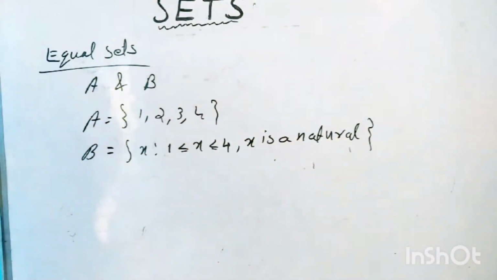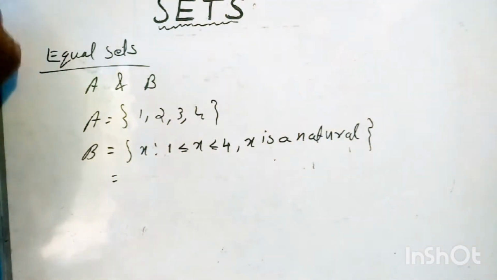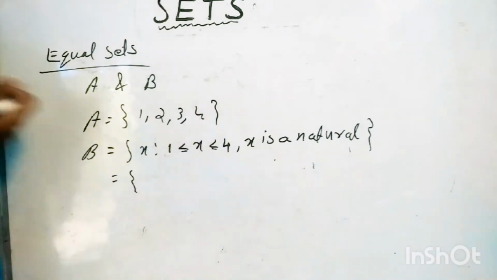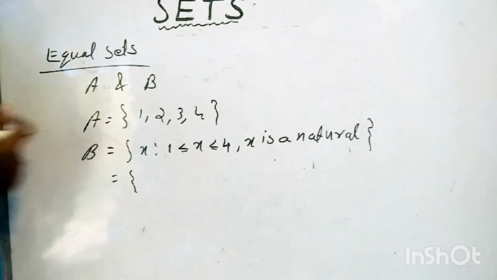B is equal to the set of x such that 1 is less than or equal to x less than or equal to 4, where x is a natural number. Thus B is given in set builder form. Just tell me the elements in B, or write the corresponding tabular form.